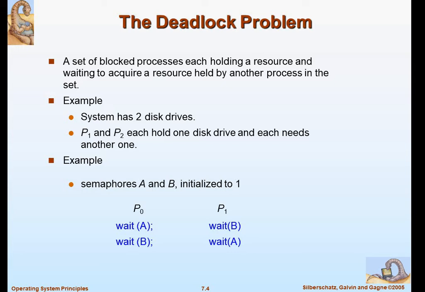Unless P1 acquires both the disk drives, it cannot complete its task. Similarly, P2 also requires both the disk drives to complete its task. So unless any one of the processes releases its disk, both the processes cannot complete their task. So now both processes will enter into the deadlock situation.